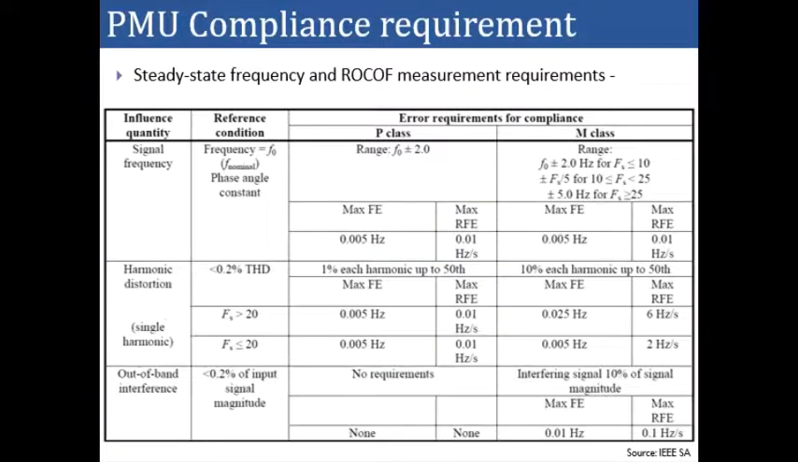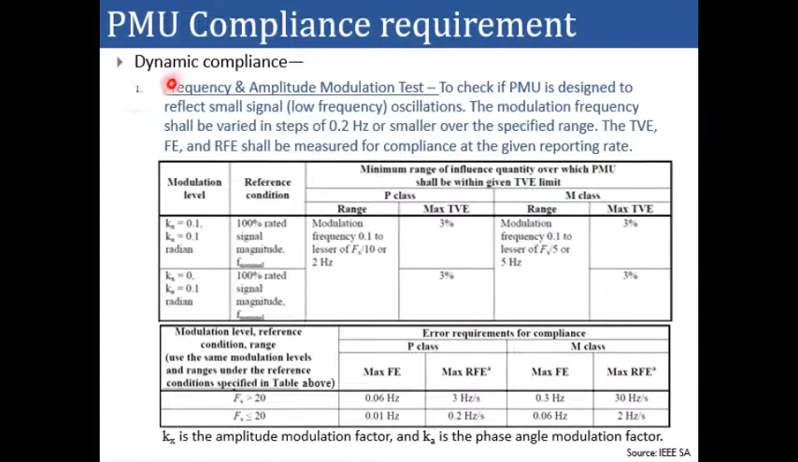Now let's talk about the dynamic compliance. So we do generally frequency and amplitude modulation test, ramp test, and the step change test for checking the dynamic compliance of phasor measurement unit. For frequency and amplitude modulation test, we check if the PMU is designed to reflect the small signal, that is low frequency oscillations, or not. The modulation frequency shall be varied in steps of 0.2 Hz or smaller over a specified range.